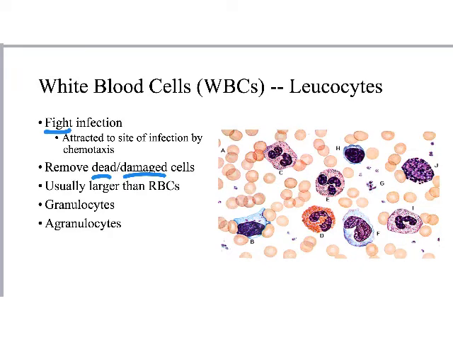So if their cytoplasm has large granules in it, and again, when we get to physiology, we'll talk about what those granules are used for, then we call that cell a granulocyte. If the cytoplasm does not have large granules, then we will call it an agranulocyte. Whenever you see A, that means not, right? So granulocyte means it has granules, agranulocyte means it does not have granules.